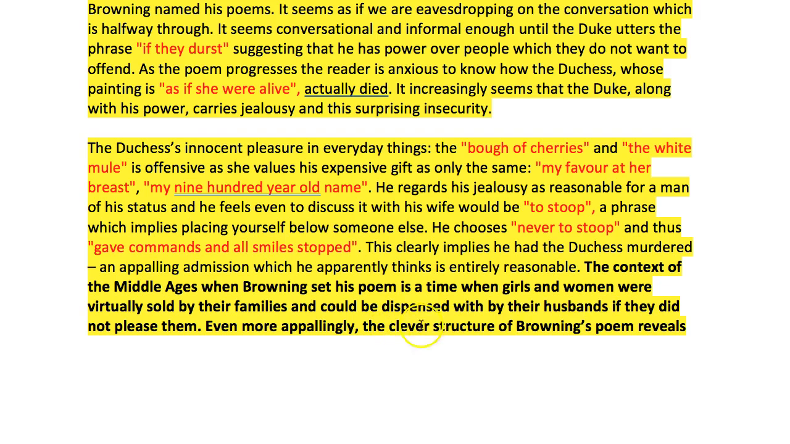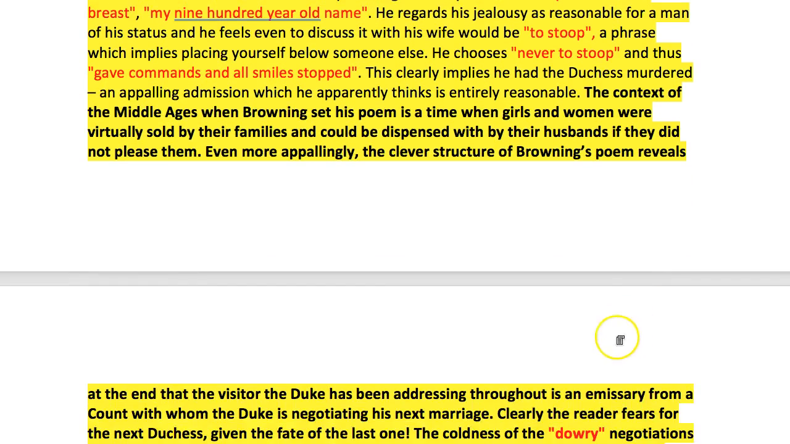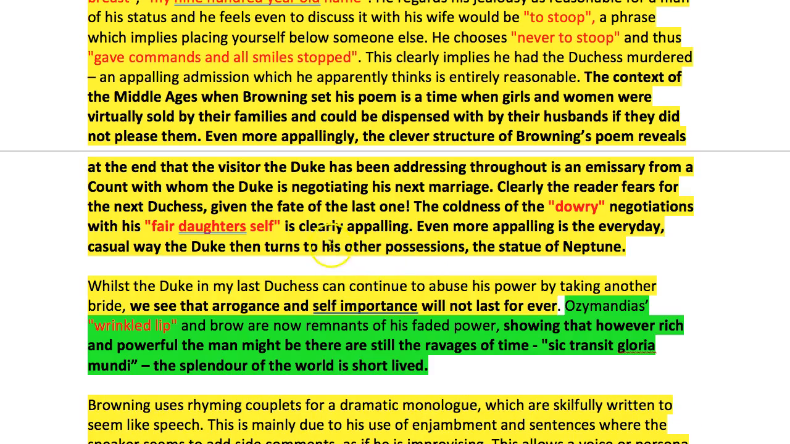Even more appallingly, the clever structure of Browning's poem reveals, at the end, that the visitor the Duke has been addressing throughout is an emissary from a count with whom the Duke is negotiating his next marriage. So this is a very good introduction of the context here, because it's relevant to the point he's making, that the Duke's behaviour is appalling and that the reader should be appalled by it.